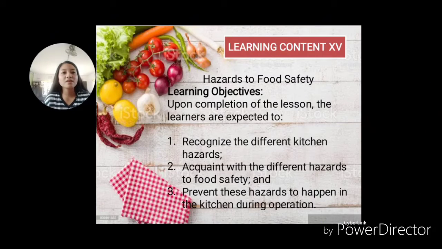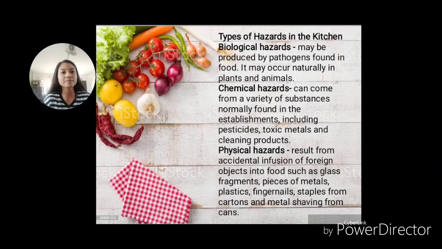The next topic is hazards to food safety. Learning content 15. Learning objectives. Upon completion of the lesson, the learners are expected to recognize the different kitchen hazards and acquaint themselves with the different hazards to save food safety and prevent these hazards from happening in the kitchen during operation.